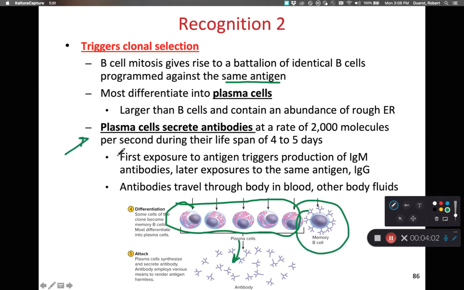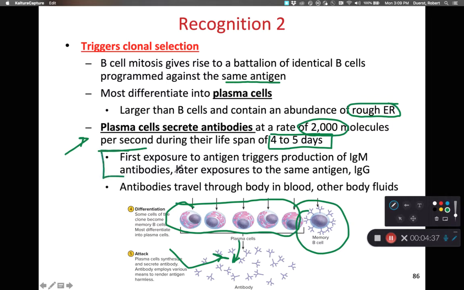Plasma cells are going to have a lot of rough endoplasmic reticulum. Recall, the rough endoplasmic reticulum produces proteins which are excreted from the cell via exocytosis. And antibodies, or immunoglobulins, are proteins. And these plasma cells are designed to secrete a huge number of antibodies, approximately 2,000 antibodies per second over a 4 or 5 day period of time. So one plasma cell can very easily secrete over 1 billion antibodies.